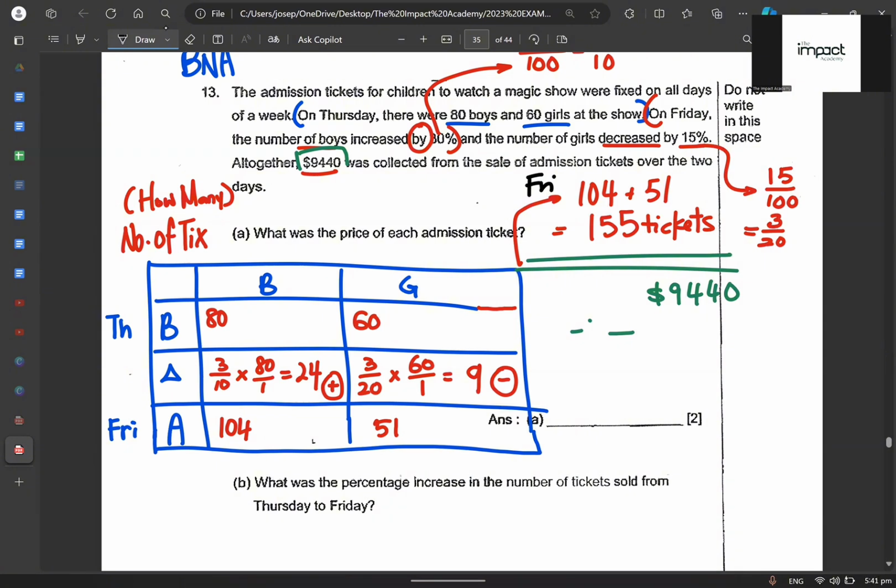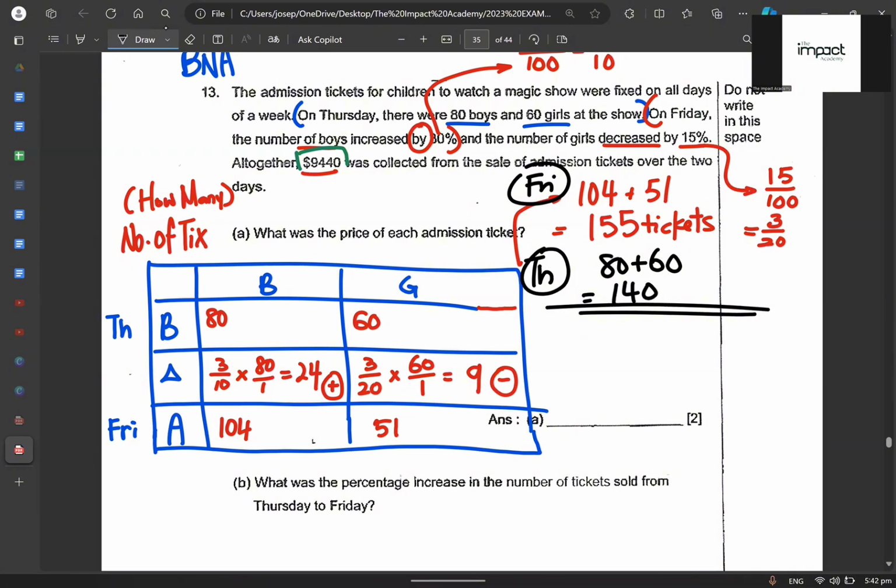Okay, so you see, if I don't read carefully, I also make mistakes, right? So you always have to reread and reread. Thursday is how many tickets? 80 plus 60. You understand what I'm saying? 140. Okay, so how many total tickets do we have? 155 plus 140. That gives me 295 tickets equals $9440. Can you understand? Very good. So what we are going to find is one ticket first. That gives me $32. Therefore my answer for the first part has to be $32.